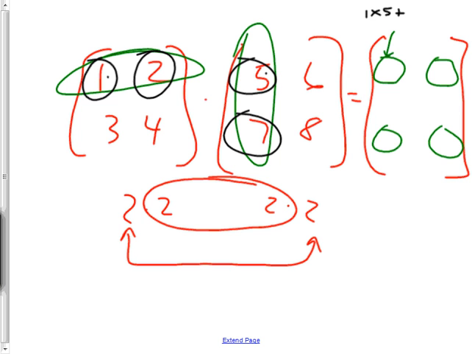And 2 times 7 is 14. So 1 times 5, which is 5, and 2 times 7, which is 14. 5 and 14 make a total of 19. So this element right here is 19. Raise your hand if you had that right, actually. And almost everybody did. You just weren't confident.